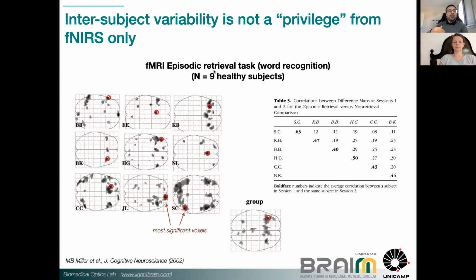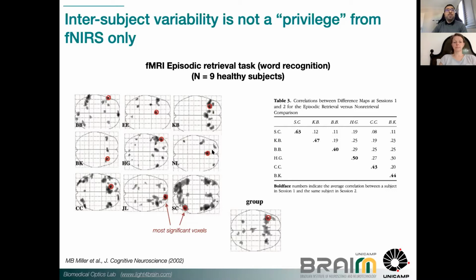So the subjects were required to memorize some words, and then they were actually tested to retrieve these words under fMRI. And they see the group average, which sees a significant increase around the left hemisphere, right, more anterior. But when they looked at the 9 subjects that performed the task, they saw significant voxels in completely different places. And the correlation across different subjects was barely none.